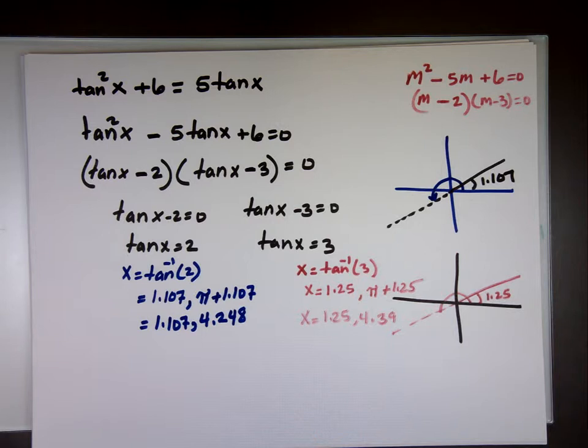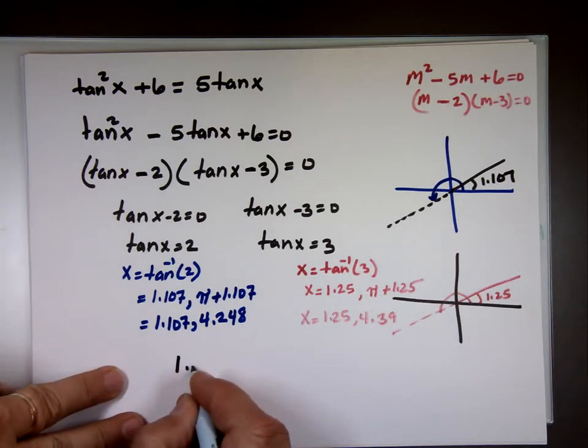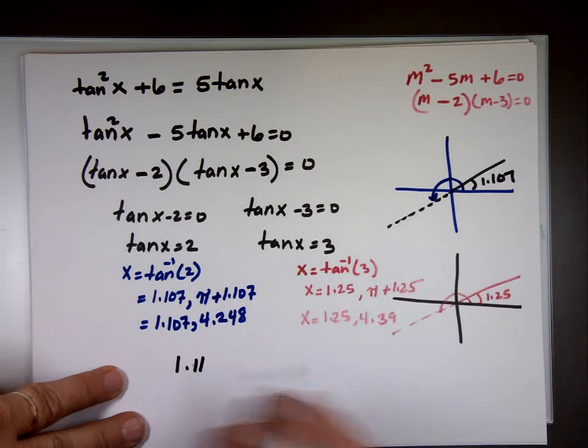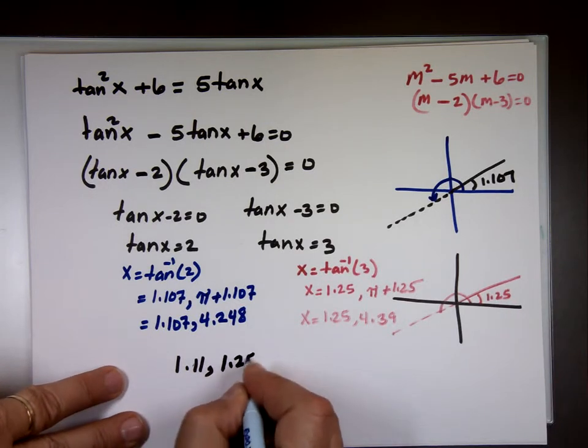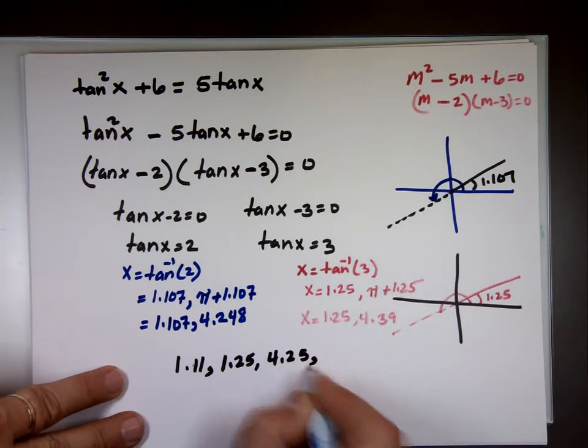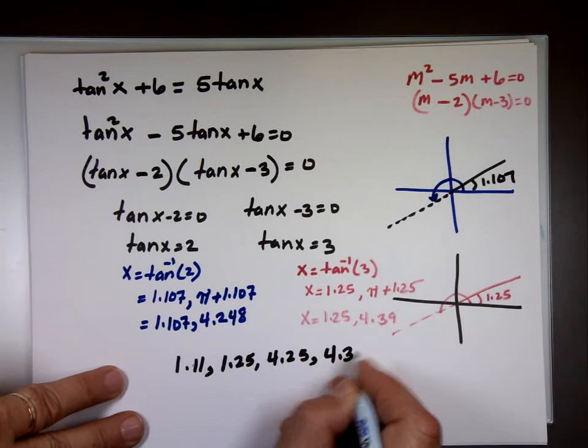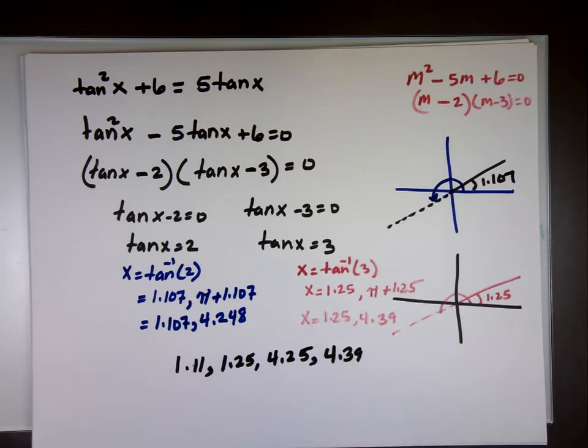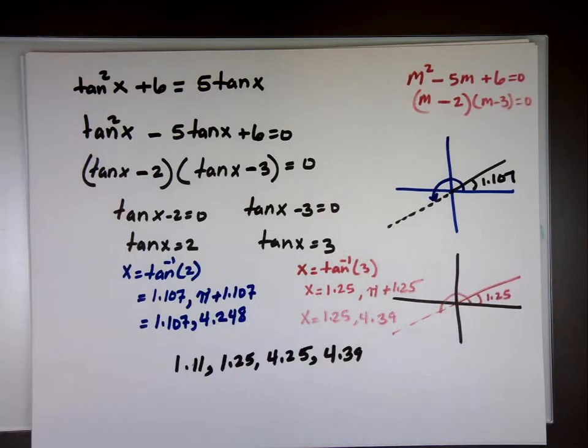What's the smallest number? 1.11 if I use 2 decimal places, right? Then 1.25. Then 4.25 if I use 2 decimal places. Then 4.39, 2 decimal places, right? So these are the 4 angles. They like them in order, and I like to put them from small to large. So these are the answers that, if you plug in, will give us the answer.